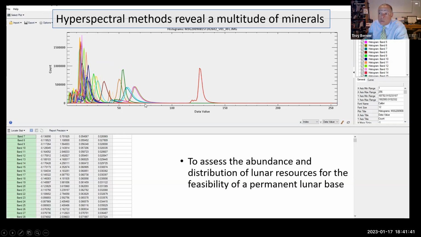All of these are individual minerals. Which was extremely exciting for me, to be on this team where we were talking about what is available on the surface of the moon that would make it feasible for a permanent lunar base?